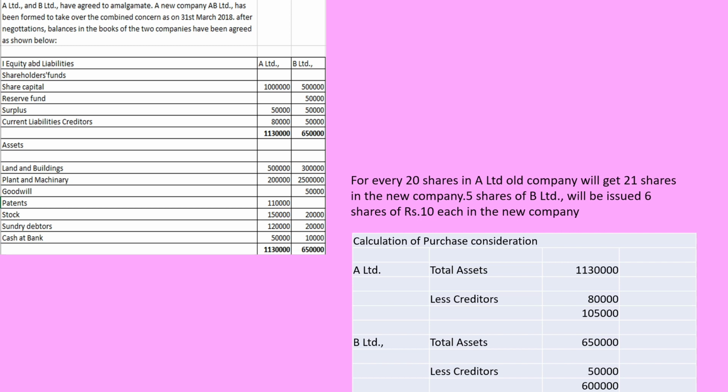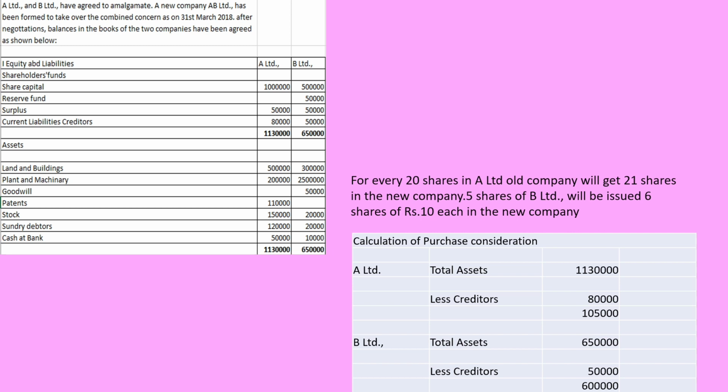The balances of the two companies have been given, that is, liabilities and assets information, and some more information is also given: for every 20 shares in A Limited, that is the selling company, they will get 21 shares in the new company, and for 5 shares of B Limited, 6 shares of 10 each will be issued in the new company. This information relates to the purchase consideration amount they are going to get. For that amount, they will be issuing some shares in the new company.